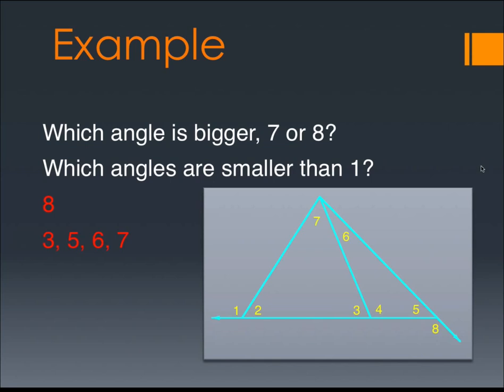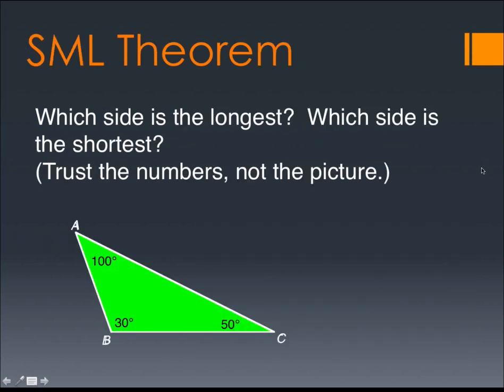Okay. Let's get on to the more important theorem. SML stands for small, medium, large. This is a pretty big deal. If you look at that picture, I gave you the 3 angles. First of all, that's a triangle, right? 100 plus 50 plus 30 is 180, so we know it's going to make an actual triangle.